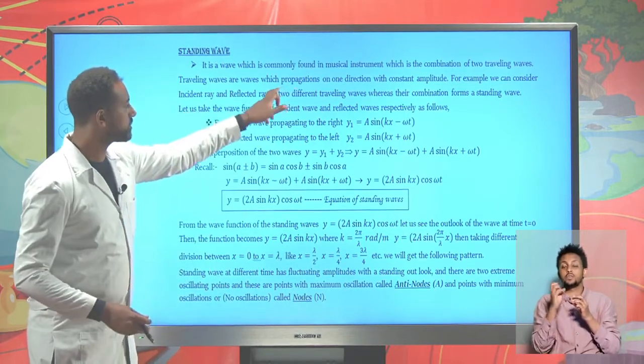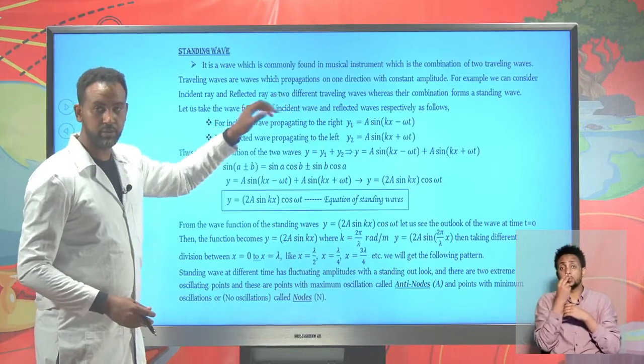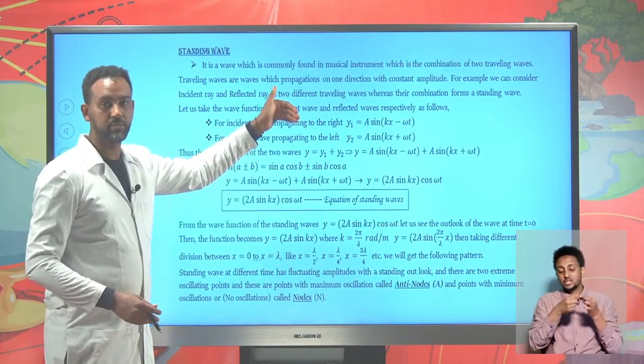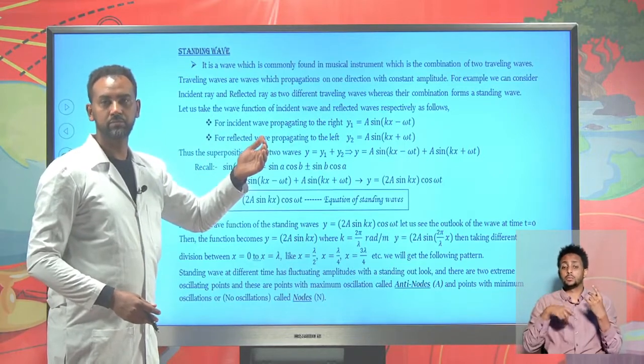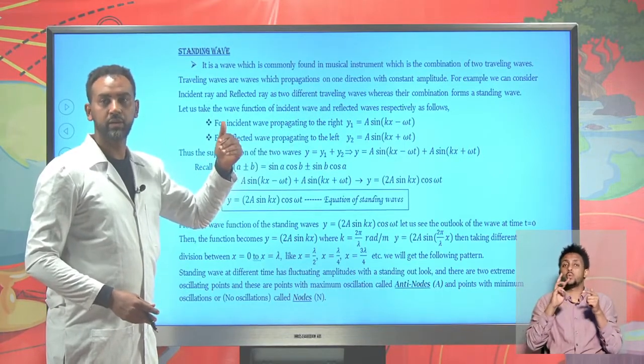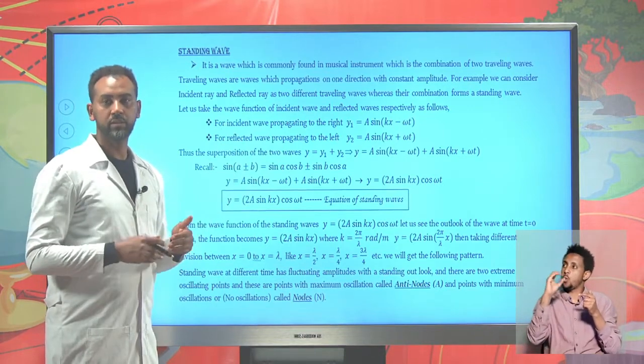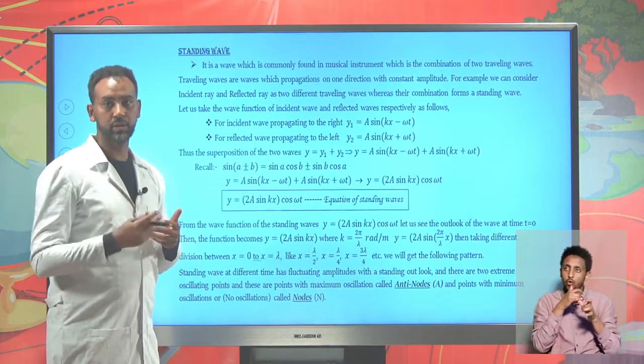It's most commonly found in musical instruments. It might be string instruments like the guitar, it might be air columns, meaning the saxophone, or it might be flutes and so on.